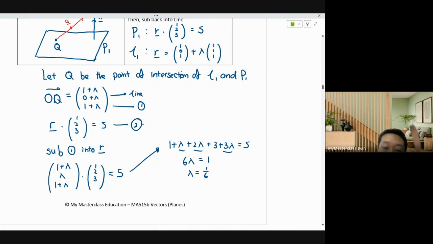Understand? So therefore OQ equals (7/6, 1/6, 7/6). Sub back into 1.